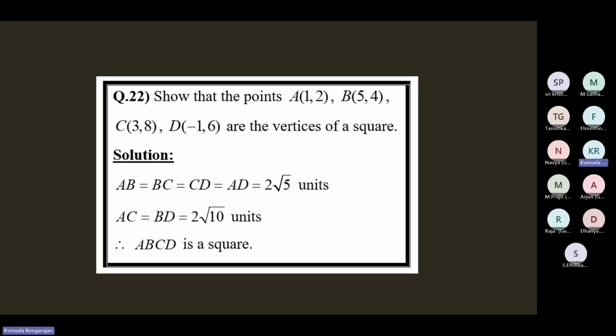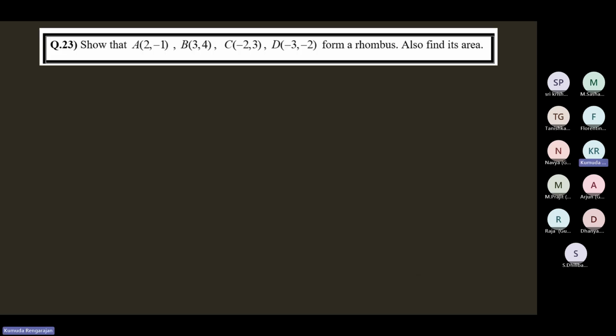Since we have to show it's a square, simply showing all the sides equal is not sufficient, because when all the sides are equal, it can also be a rhombus. You have to show that it's a square. So you have to find the diagonals. All the sides must be equal, and diagonals also must be equal. So it's a square.